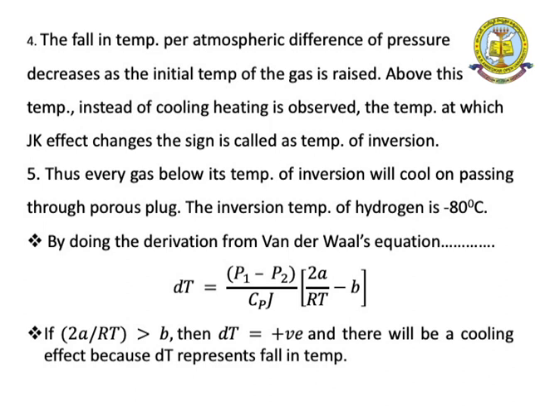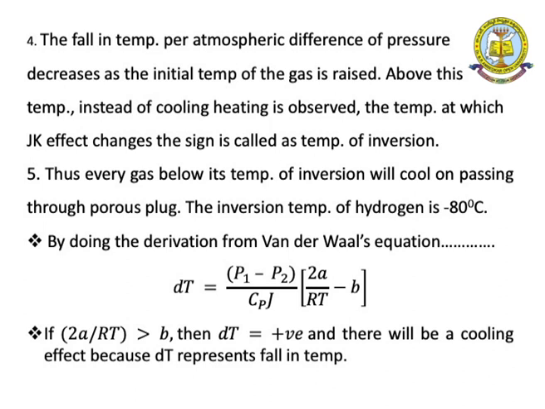So, the final equation is dT equals (P1 minus P2) by Cp into (2a by RT minus b), where Cp is the specific heat at constant pressure. In this equation, if 2a by RT is greater than b, then dT, the change in temperature, is positive. If it is positive, there will be a cooling effect, because dT represents the fall in temperature.